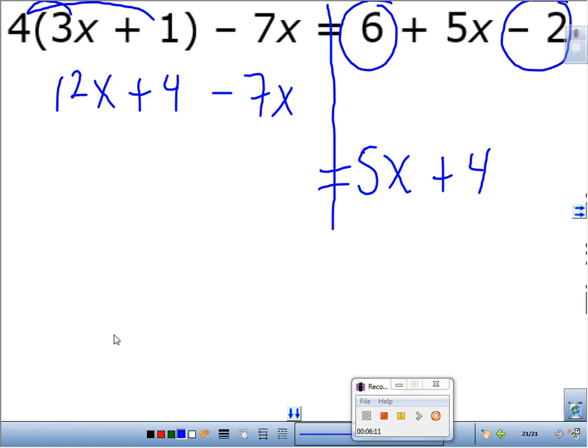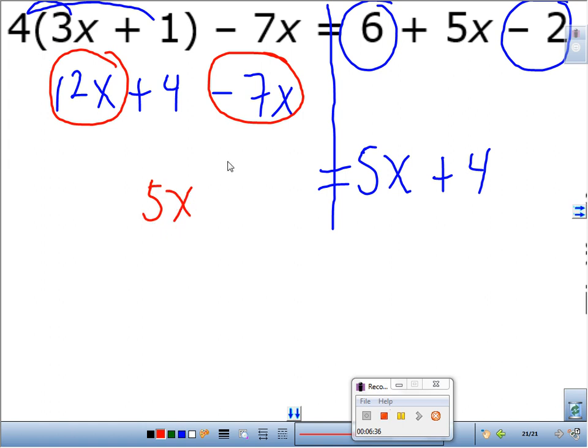Are we there so far? Yeah. So, okay, since there's negative 7x and a positive 3x, you can't combine those, right? No, because this one's in the parentheses. You need to distribute first. Now we can combine like terms. What is 12 minus 7x? 5x. Bring down the plus 4.